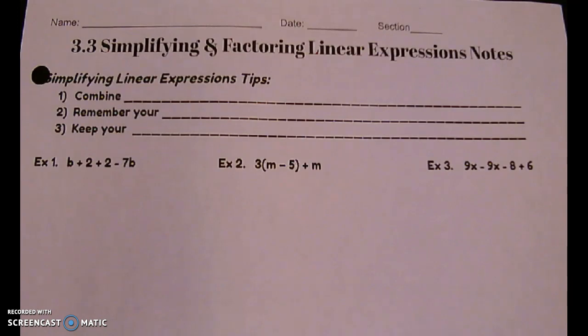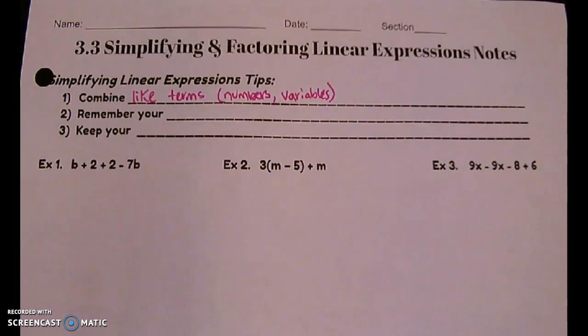Let's get started. Before we start solving some simplifying linear expressions problems, here are a few tips. The first tip is that you always need to combine your like terms. That means if you have individual numbers with other individual numbers, you can combine them. And if you have variables, you need to combine them with like variables. So for example, if I have a plus 2a, then that would be 3a. If I have 8 plus 2, that would be 10.